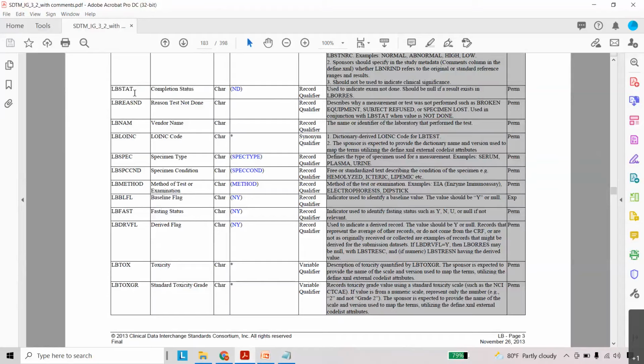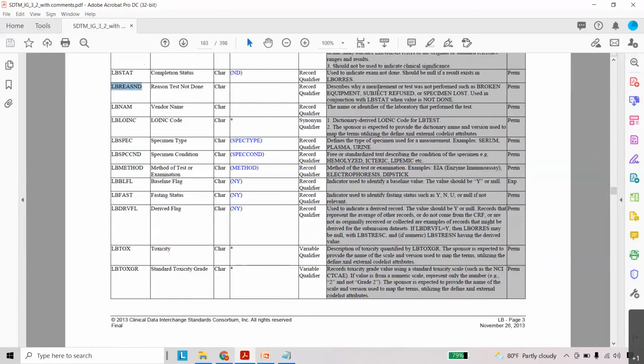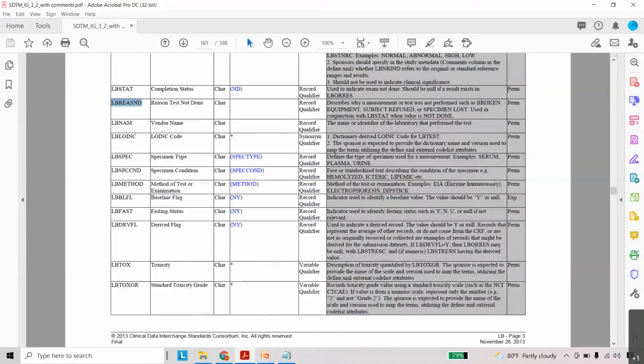And when the laboratory status is populated as NOT DONE, we can see the reason why the test was not performed. For example, the equipment was broken, the sample was missed, or the subject refused. Both are permissible variables. If the laboratory status is not done, then only you can see the reason not done.